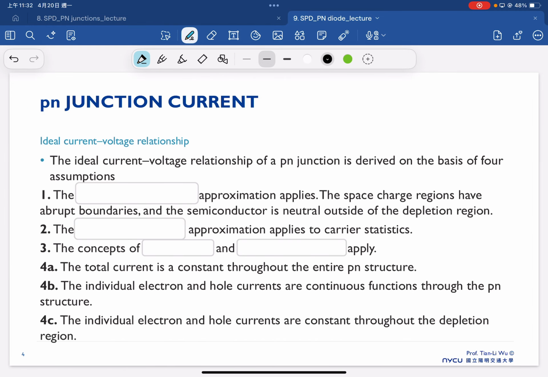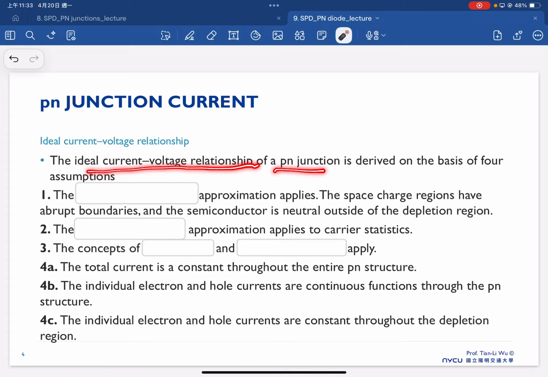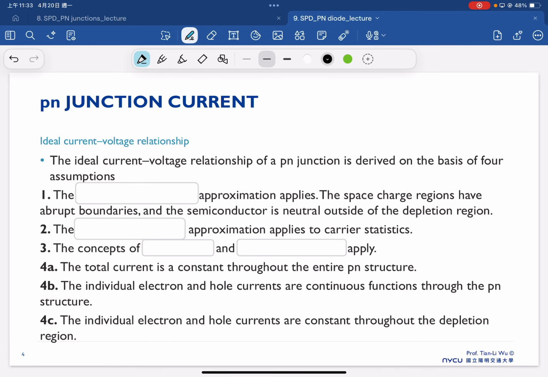Okay, so the next is we start to open all of them. We just need to find a way to calculate the PN junction current, and we'll start now. A whole bunch of equations will start coming up, but the conclusion, as I already said, is just to prove that our speculation is correct. So we're starting from the ideal current-voltage relationship for the PN junction, which is derived on the basis of four assumptions. The first one, we consider this is an abrupt depletion layer.